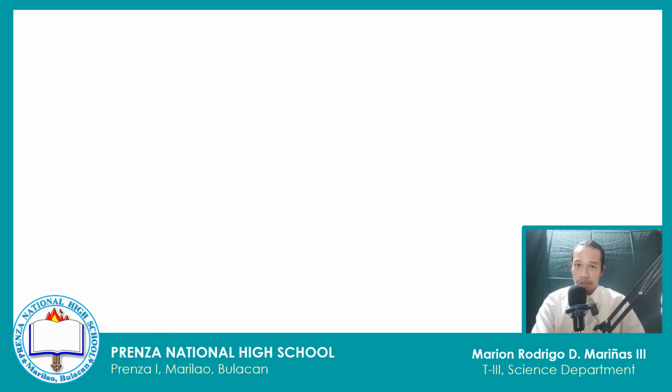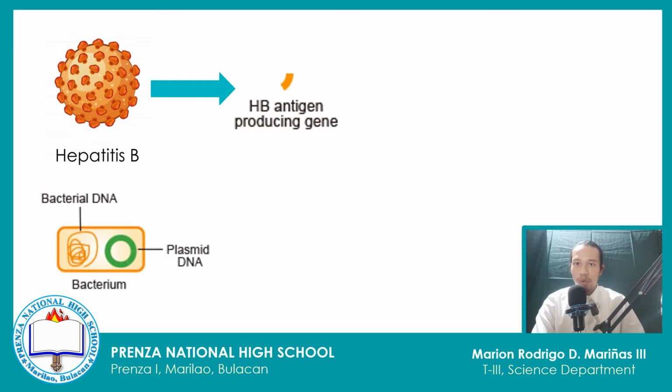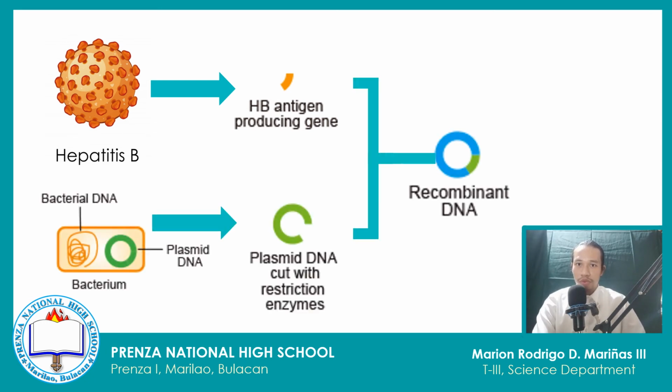In this technology, the antigen-producing gene is isolated from the viral source. In this case, it is our hepatitis B virus. A plasmid is also isolated from a bacterial source that will serve as the cloning vector. Both the antigen-producing gene and plasmid are cut by the same restriction enzyme that will produce fragments with sticky ends. Sticky ends facilitate the binding of the viral gene and the plasmid, forming a recombinant plasmid.